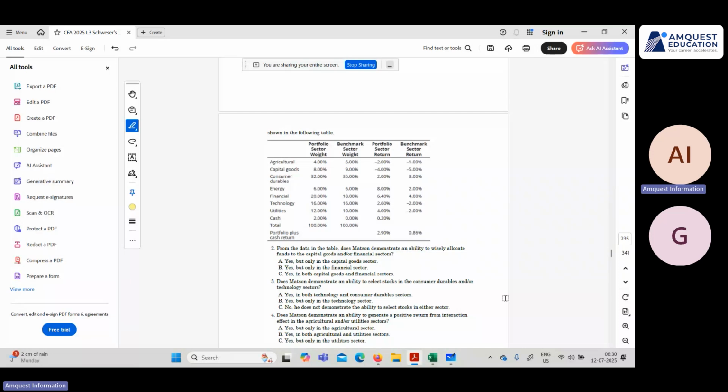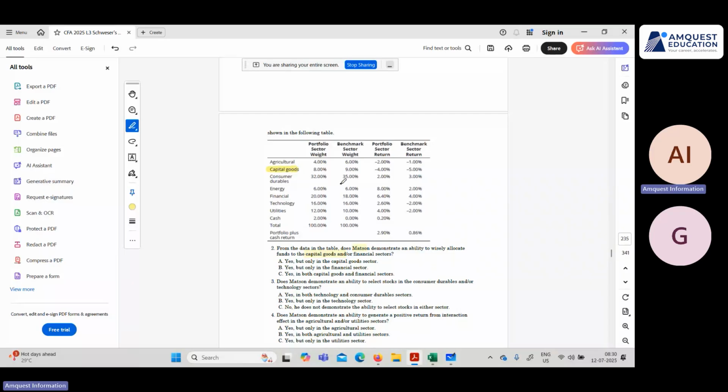Okay, good. But the question is, I know you could have done this easily, yet I want you to solve this question. So here's the catch. I totally agree, you can always calculate and the numbers are all given. But let's look at this. You know the whole story, and it says, does Matson demonstrate an ability to wisely allocate funds to capital goods and or financial sectors? Let's talk about capital goods for now.